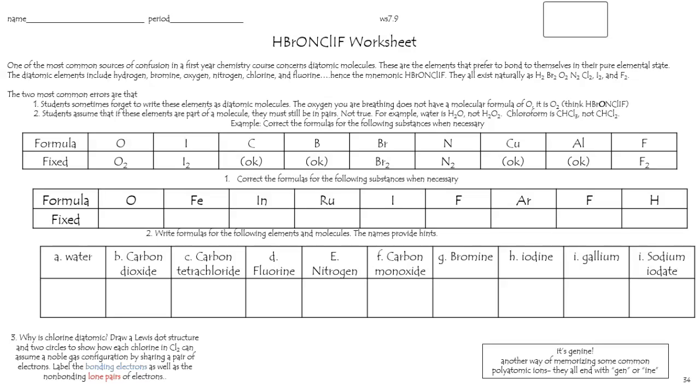Okay. Example, correct the formulas for the following substances when necessary. For example, O should be O2 because it's on the list. I is fine. Carbon is okay, it's just carbon. Boron is not on the list. It's Br, see that? Bromine, make it Br2. N, make it N2. Copper is not. Aluminum is not. Fluorine is. Your turn. Oxygen.